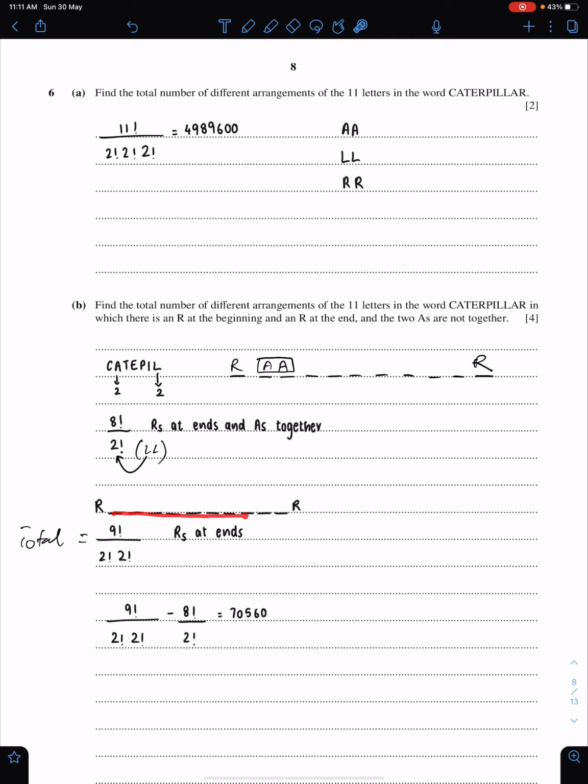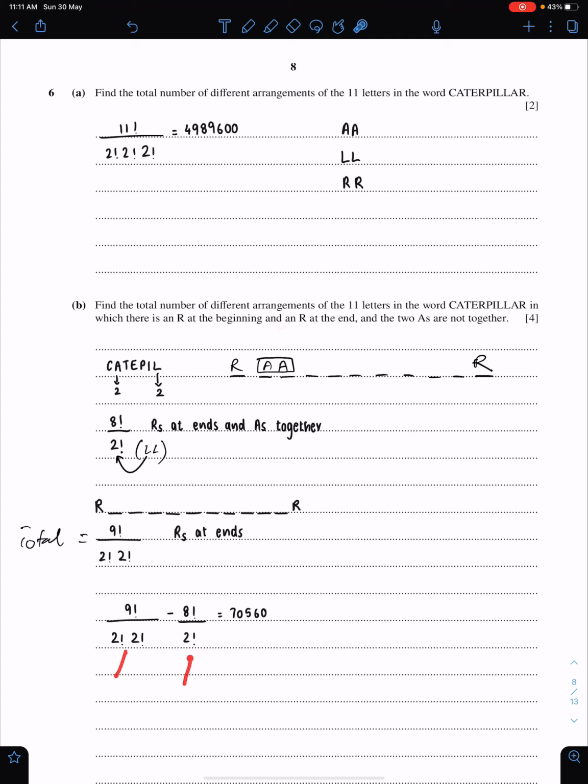So there are 9 letters. So 9 factorial divided by 2 factorial for the 2 A's and 2 factorial for the 2 L's. This is the total. This is R's at ends and A's together. You need to subtract this from this to get the required number.